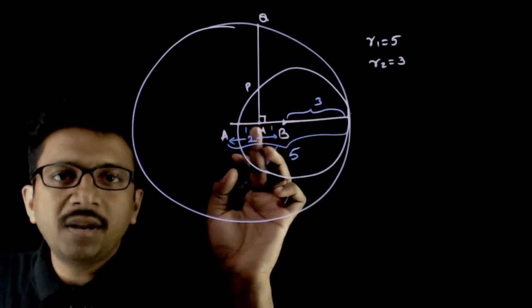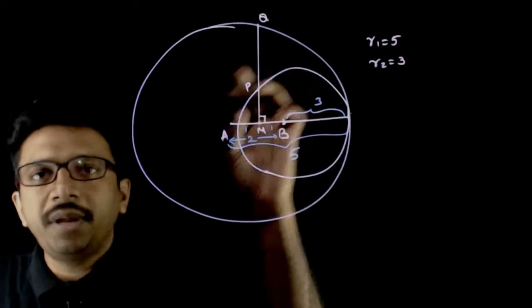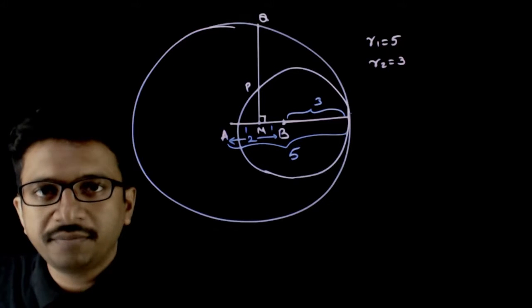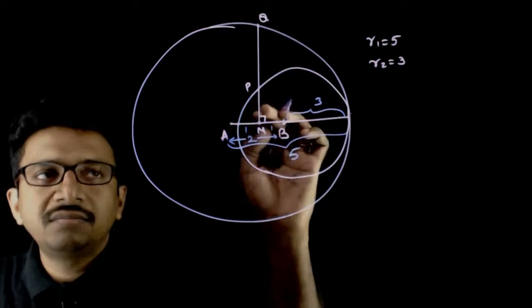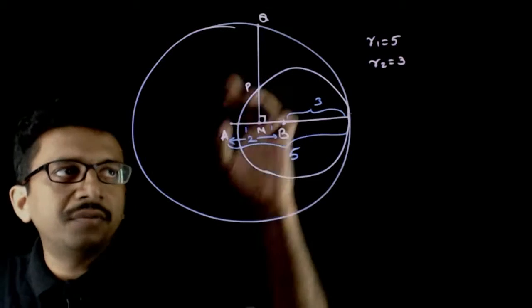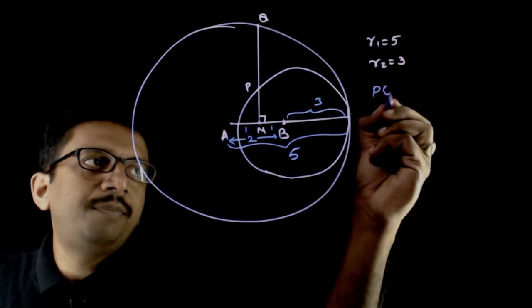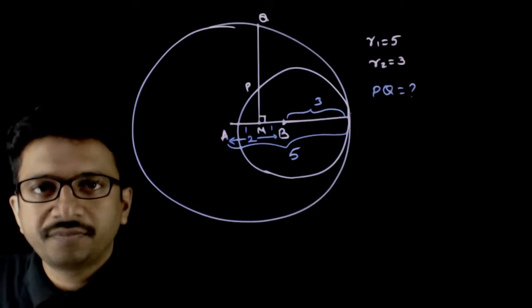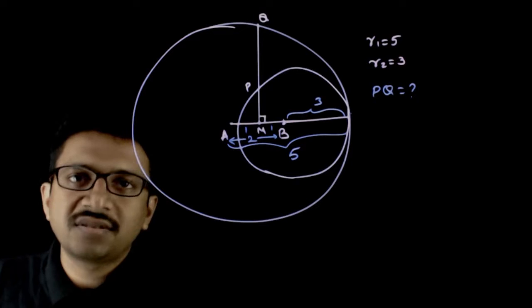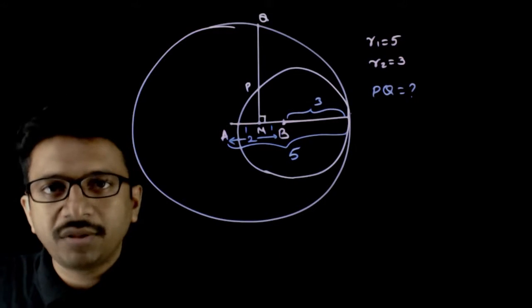And now this perpendicular bisector meets the circles at two points, P and Q. You are asked to find the distance between P and Q. You are asked to find PQ is equal to how much. So to find this length PQ, you can use Pythagoras theorem.